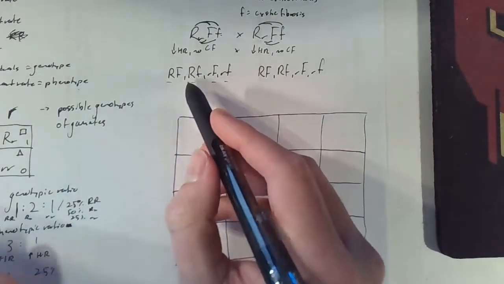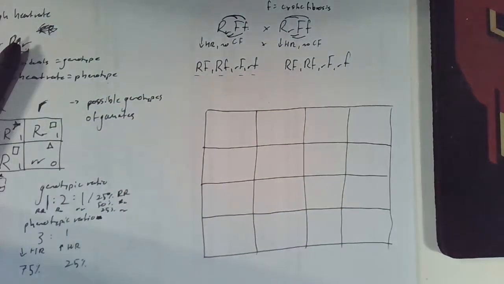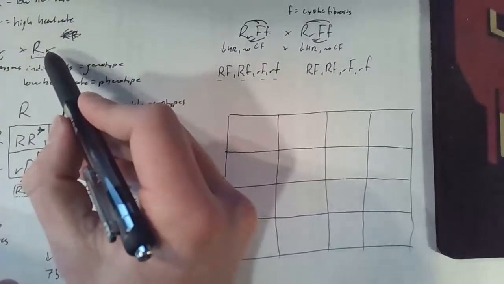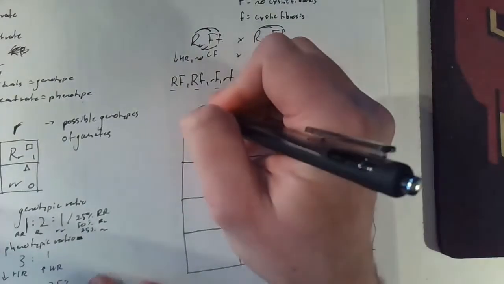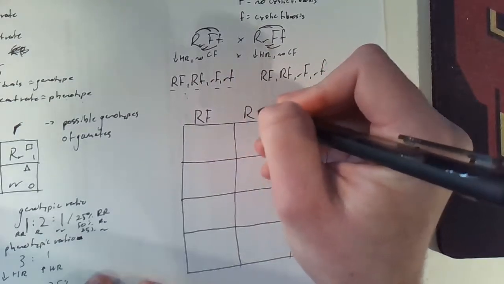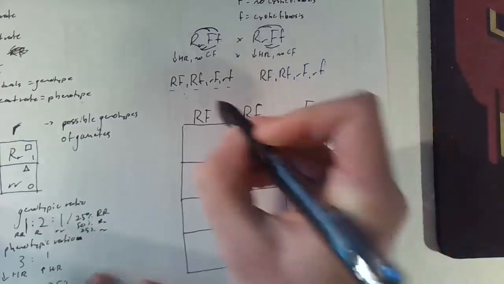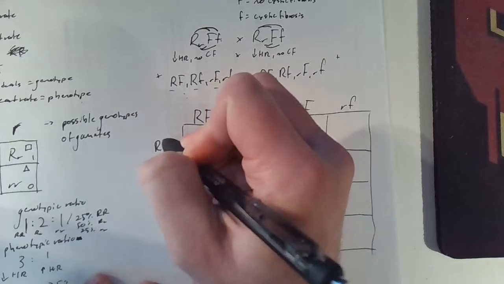And now, in the same way that I took my gametes as possibilities from here and split them up, I'll write them up here in the same way. So big R, big F is this one, and then I'll match them all the way across. So big R, little f, little r, big F, little r, little f, and that is this individual. And then I'll do the same thing here, but we know that they're actually the same.